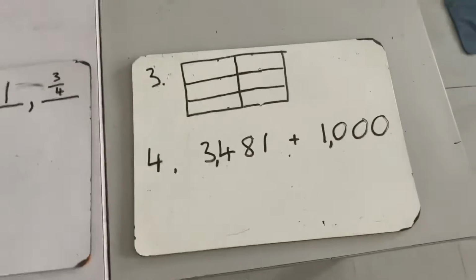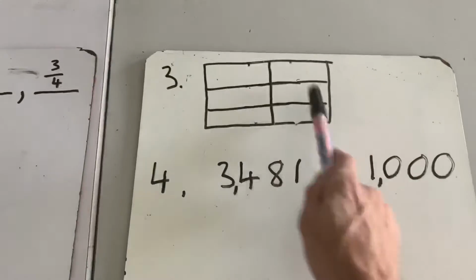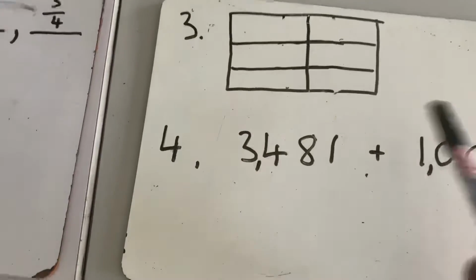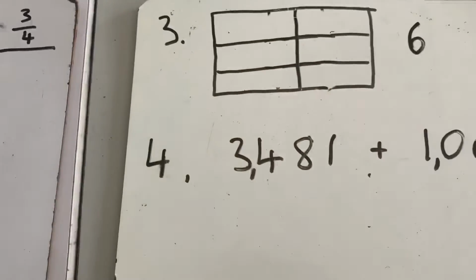All right, next question asks, what is the area of a rectangle with 3 rows of 2 squares? Right, you can see that right here. So the area is 1, 2, 3, 4, 5, 6 squares.